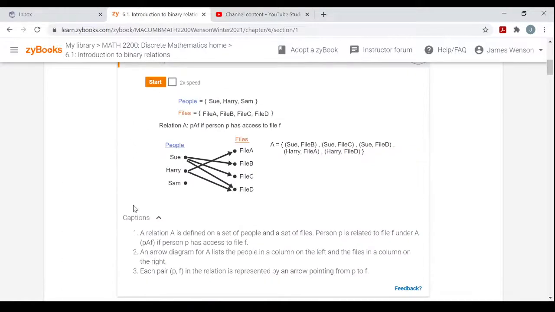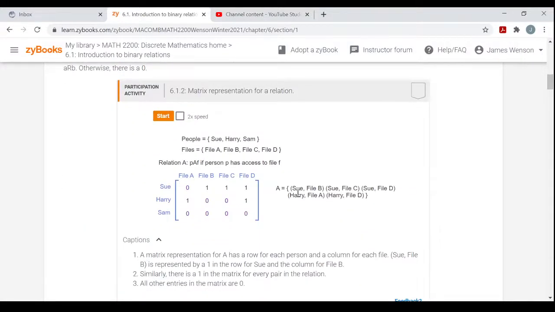So back in this picture, same relation they're doing down here. Sue has access to file B, file C, and file D. Harry has access to file A and file D. And Sam doesn't have access to any of the files. See, they create this 3-row, 4-column matrix. Rows are horizontal, columns are vertical. Each row corresponds to a different person: the Sue row, the Harry row, the Sam row. Each column corresponds to a different file: file A, B, C, and D.